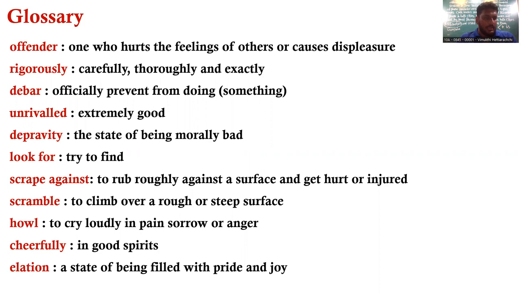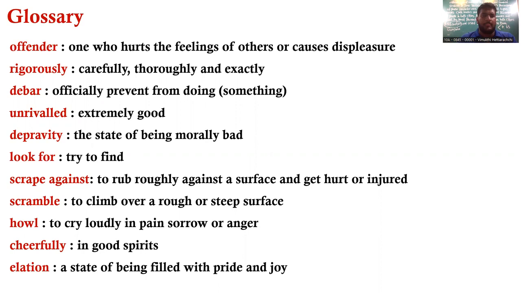Depravity means the state of being morally bad. If you are physically good, sometimes you may still be morally bad. That is what we call depravity. Look for means trying to find. Scrape against means to rub roughly against a surface and get hurt or injured. Scramble means to climb over a rough or steep surface. Yell means to cry loudly in pain, shock, or anger.